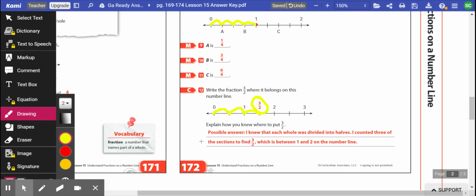And here is the possible answer. Explain how you knew. I knew that each whole was divided into halves. I counted 3 sections to find 3/2, which is between 1 and 2 on the number line.